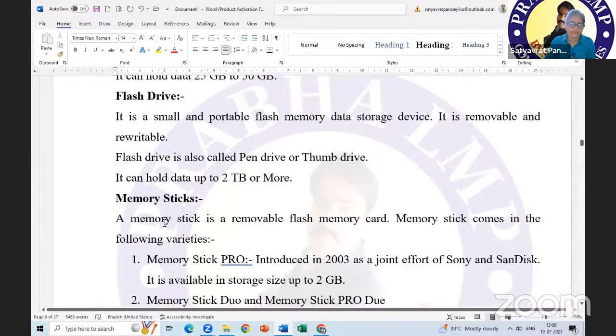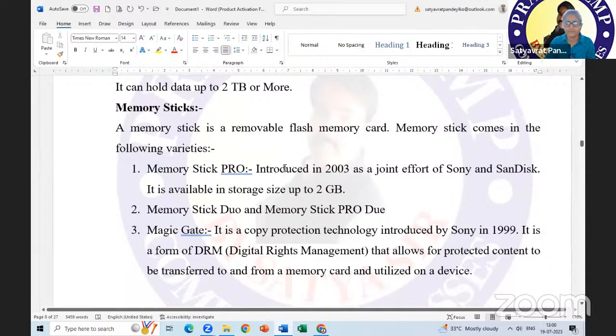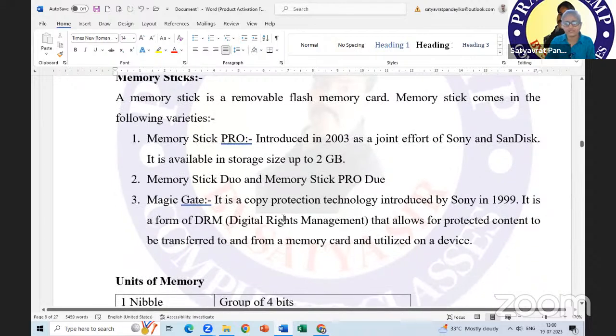Fourth is memory sticks. A memory stick is a removable flash memory card. Memory stick comes in the following varieties. First is memory stick PRO, introduced in 2003 as a joint effort of Sony and SanDisk. It is available in storage size up to 2 gigabytes. Second is memory stick Duo and memory stick Pro Duo. Third is MagicGate. It is a copy protection technology introduced by Sony in 1999. It is a form of DRM, digital rights management, that allows for protected content to be transferred to and from a memory card and utilized on a device.